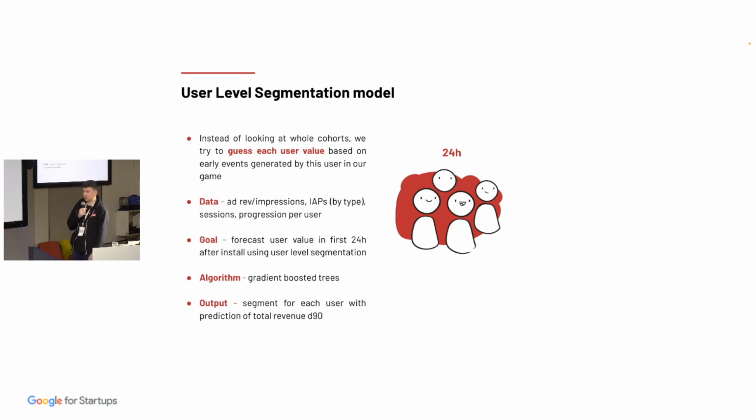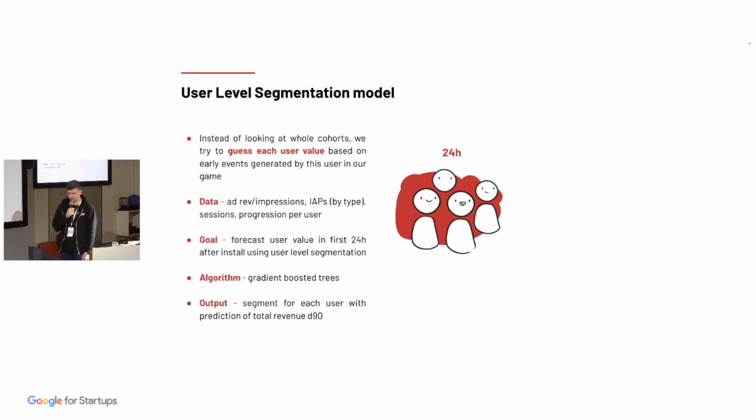We used not only revenue data, but also a couple more categories, for example the session data and progression data. But we didn't use all the stuff we had, because we decided to use only the data for which we are 100% sure that it is only user dependent, not, for example, design dependent. So as I mentioned, we have ad revenue, impressions, in-apps by type, sessions, progression, all of this per user.